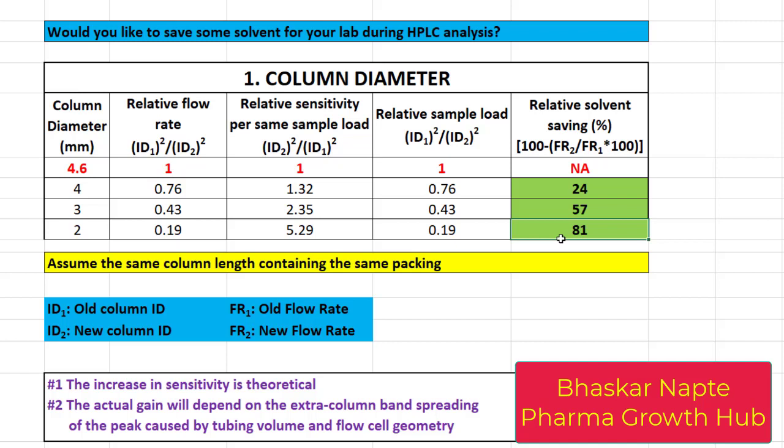So these assumptions have been made with the point that the column length is going to be the same. So assume the same column length containing the same packing. So you are not going to change any kind of your stationary phase. It is going to remain the same.